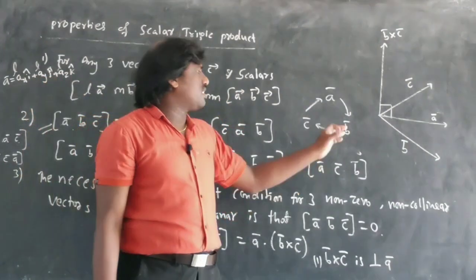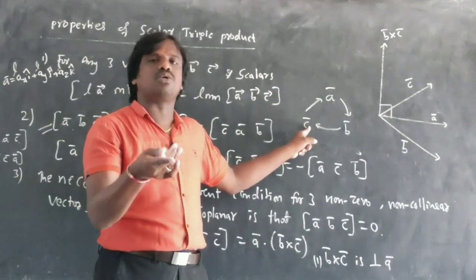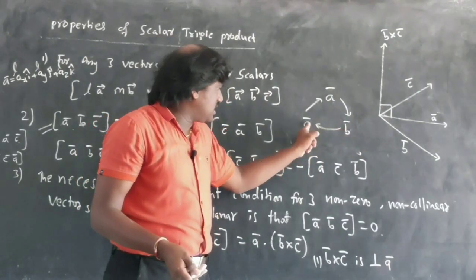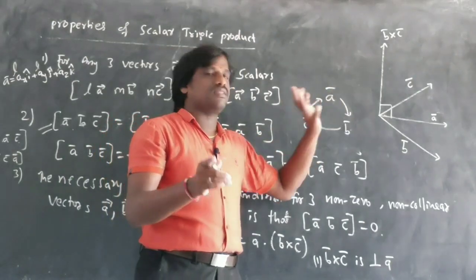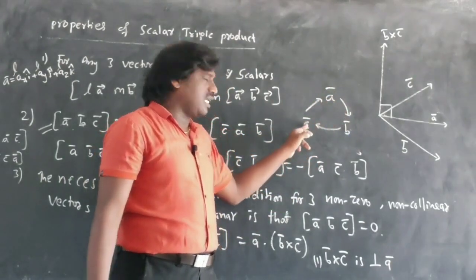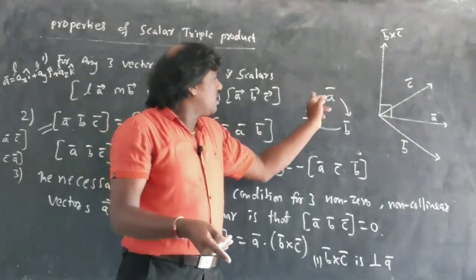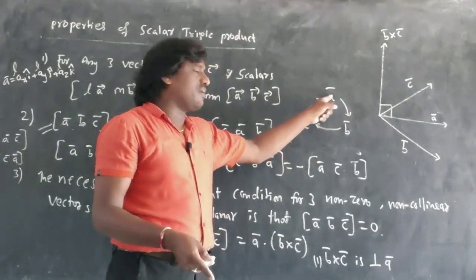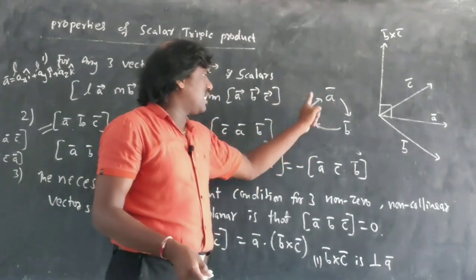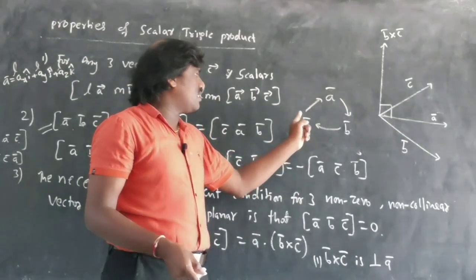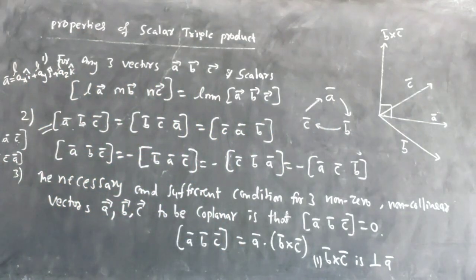That's it. Box ABC will be equal to what? Box BCA, that will be equal to what? CAB. That's it. Box ABC equals box BCA equals box CAB. I started from here, ABC I came, and I start from B, BCA I came, then I start from C, CAB I came. So this is equal, that is what property number 2 says.